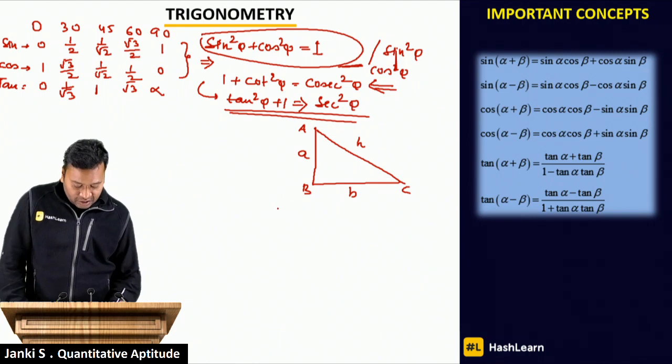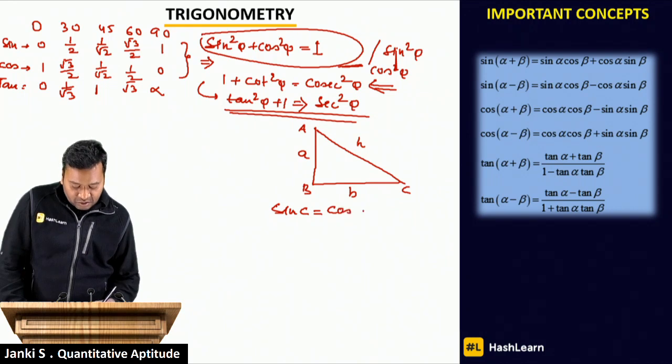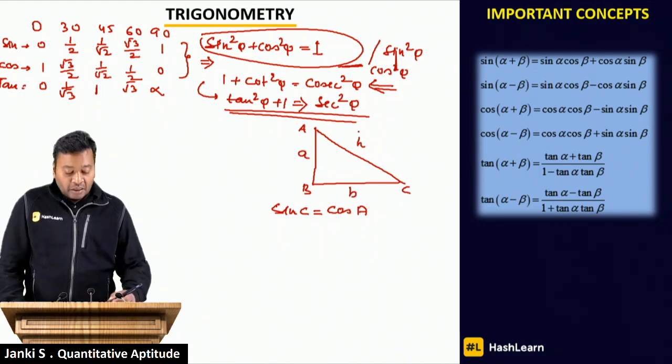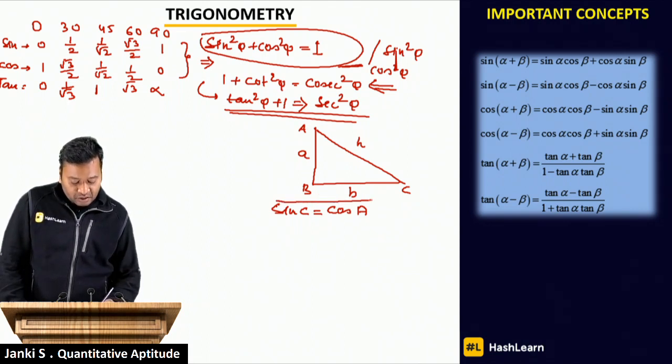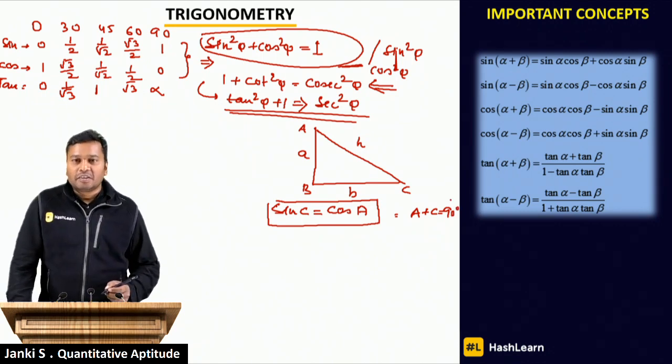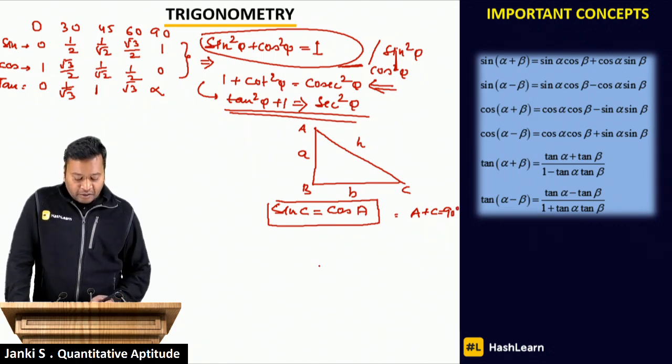Now I can say that the value sin C will be same as cos A in this case, right? So sin C will be same as cos A. Also because sin C is what? Opposite by hypotenuse, A by H. Then cos A will be nothing but A by H. So sin C is equal to cos A. That's the case where A plus C is nothing but 90 degrees, right?